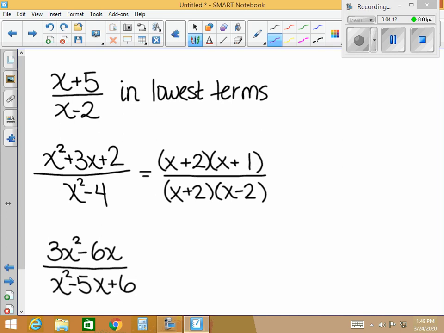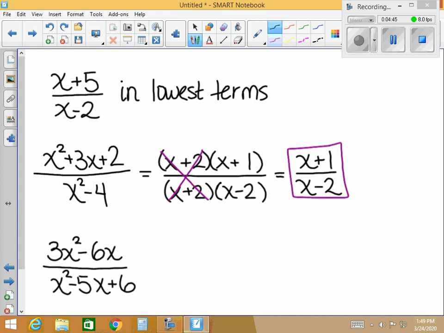Once I have things broken down, I look and say, are there any factors exactly the same on the top and the bottom? And here there are. The x plus 2 over itself goes away and leaves behind a 1. Since it's a 1, I don't have to write it down. But what I'm left with is x plus 1 over x minus 2. The second fraction in lowest terms, once I've reduced it all the way, looks like x plus 1 over x minus 2.